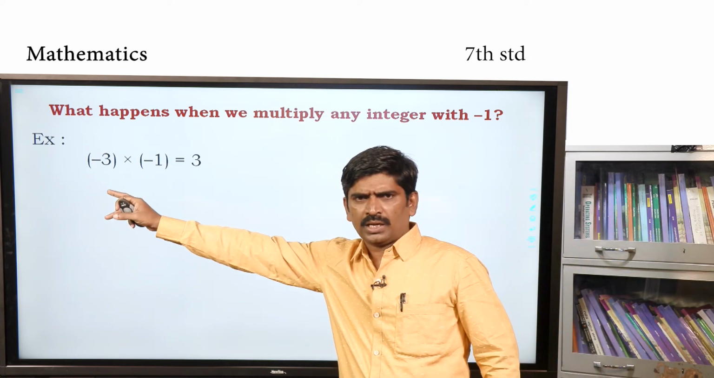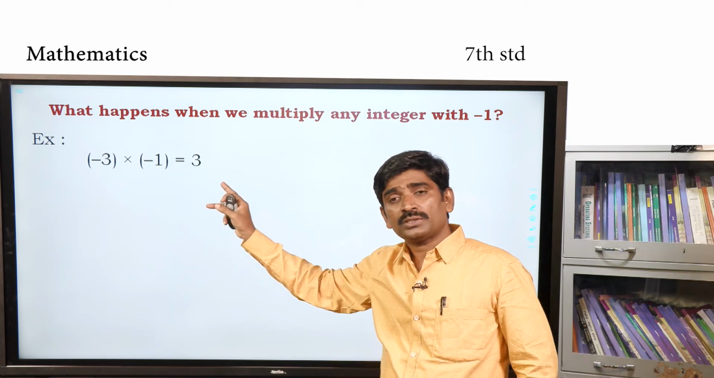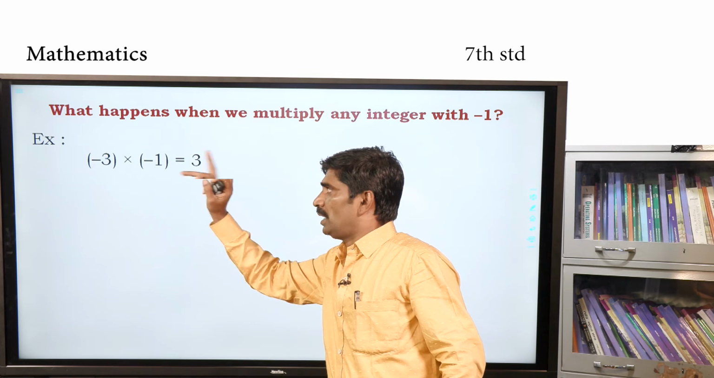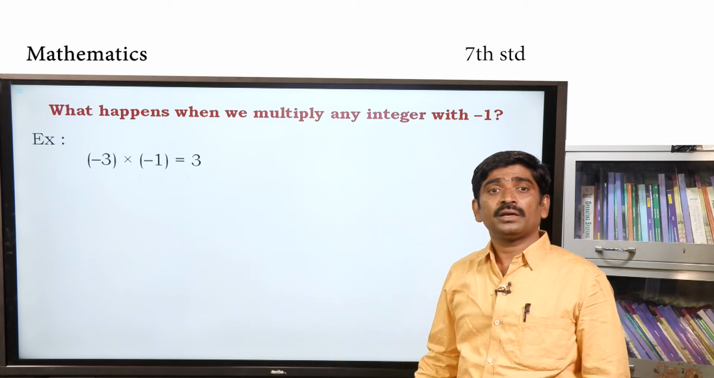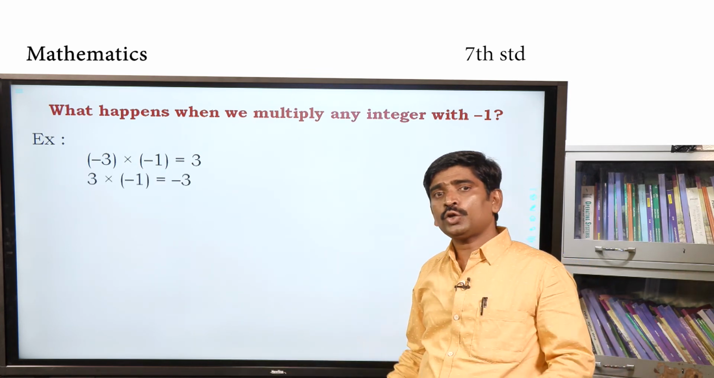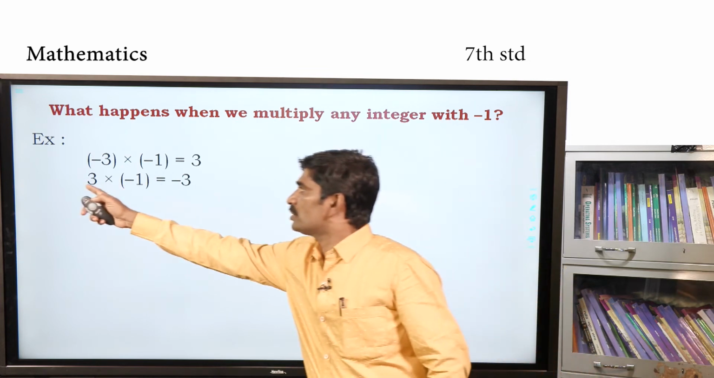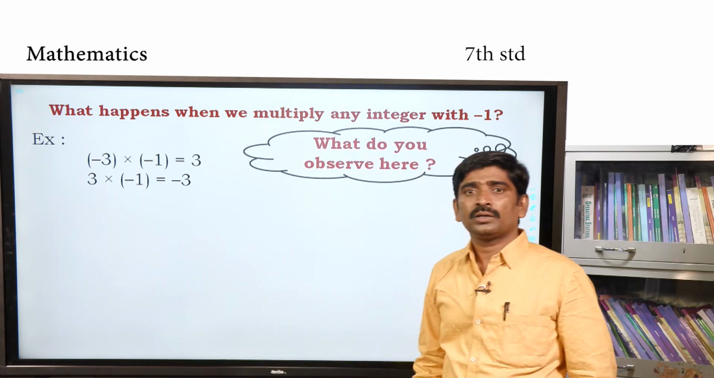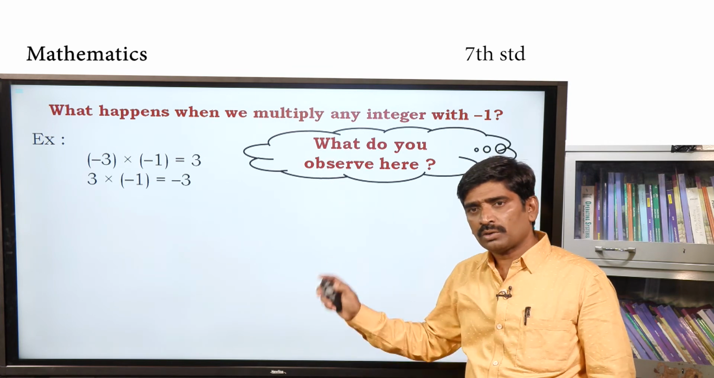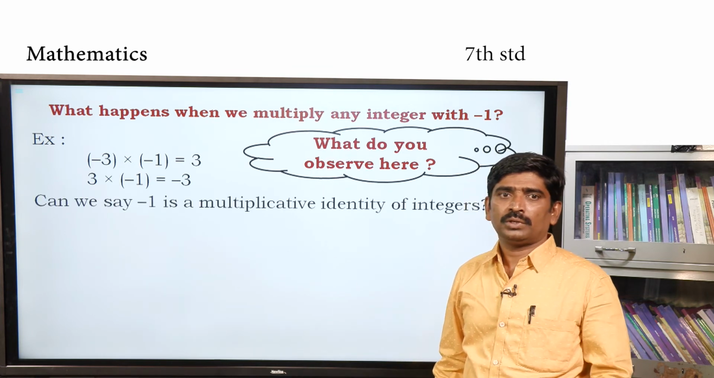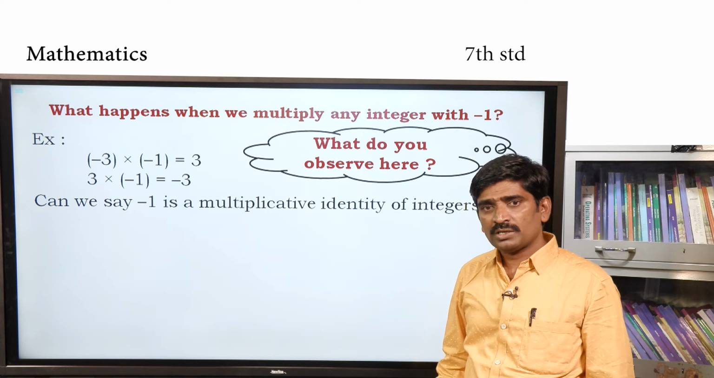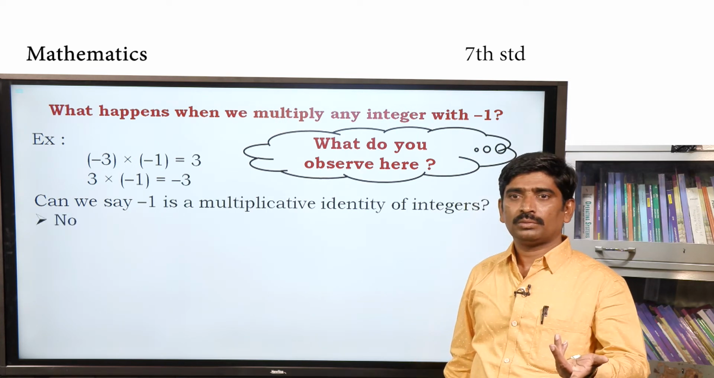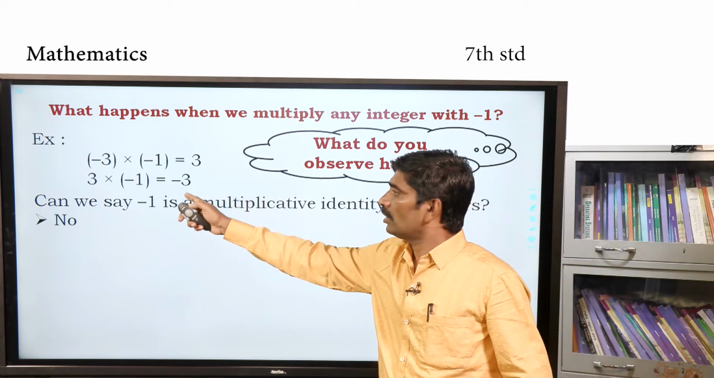Next, what happens when we multiply any integers with minus 1? Minus 3 into minus 1, how much? Plus 3, because minus into minus is plus, 3 ones are 3. 3 into minus 1, plus into minus is minus, 3 ones are minus 3. What you observe here? Both are equal? No. Can we say minus 1 is a multiplicative identity of integers? No, because they are not equal.